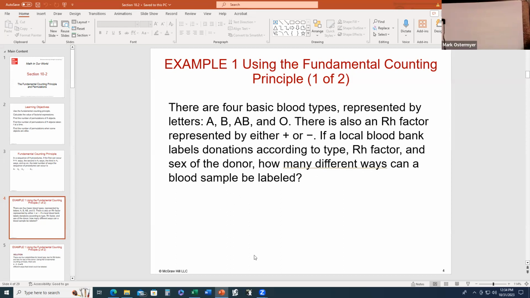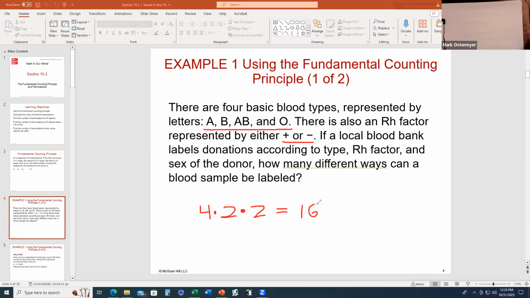Well, ladies and gentlemen, notice for the blood type, there are 4 different types of blood. So there are 4 different ways in which the blood types can occur, times 2 different types of Rh factor, either positive or negative. So we multiply by 2, times 2 different sexes, male and female, times 2. From the fundamental principle of counting, therefore, there are 4 times 2, which is 8, times 2, or 16 different types of blood vials that can be labeled.